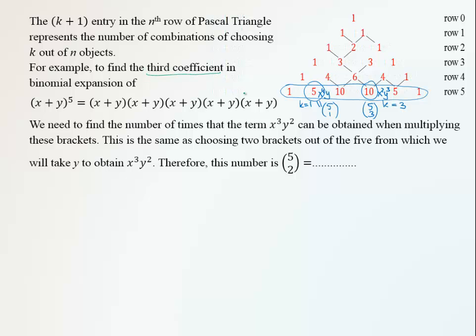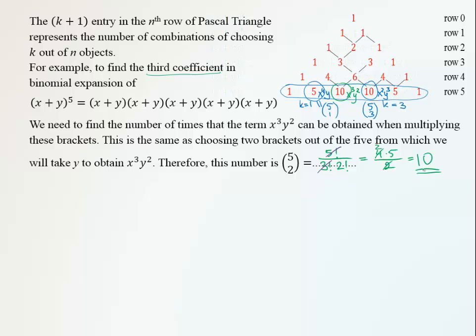Notice that if we want to find out the third coefficient in this 5th row, we need to find the number of times that the term x cubed y squared can be obtained when multiplying these brackets. Well, that means that we need to choose 2 brackets out of 5. And from these 2 chosen brackets we pick y, and from the rest of them we pick x. Therefore, the number of choices 2 out of 5 is the number of combinations 5 choose 2. And this is really 5 factorial over 5 minus 2, which is 3 factorial, times 2 factorial. So after reducing 3 with 5, we end up with in the numerator 4 times 5 and in the bottom 2, which is really 10.